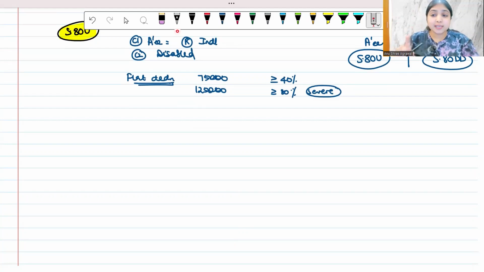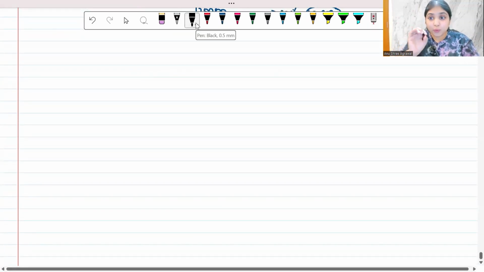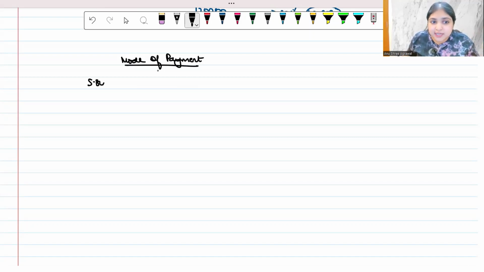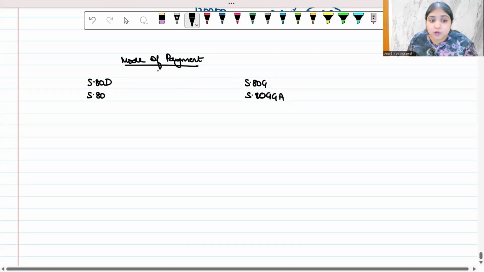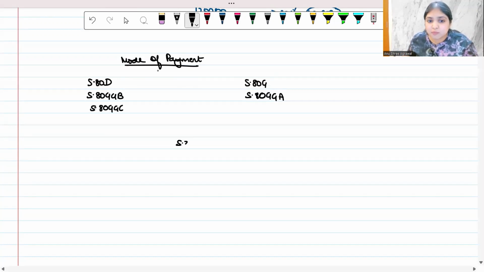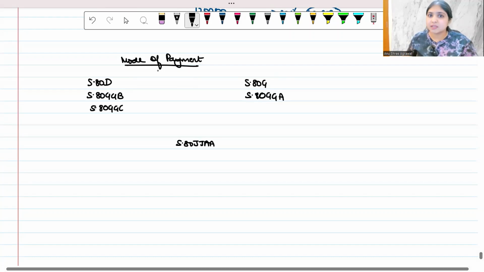Now, before I close the learning part on chapter 6A, I want to give you one final summary about the mode of payment. See, we've spoken about the mode of payment in which sections? Not every section talks about the mode of payment. In which sections have we spoken about the mode of payment? Section 80D. This is where we spoke about mode of payment for the first time. Then where else? We spoke about the mode of payment in section 80G also. In section 80GGA also. Then we also spoke about the mode of payment in 80GGB and in 80GGC. And finally, we spoke about the mode of payment in 80JJAA. These 6 sections, guys.